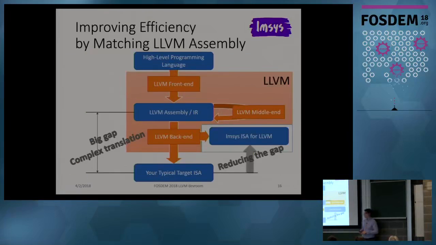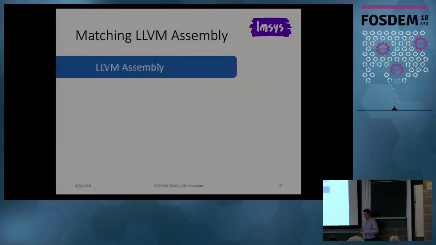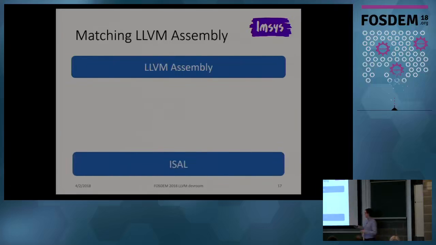Okay, so that's about our core technology. And then I will focus, for a few slides, on the actual instruction set architecture which we are implementing for LLVM. So we have LLVM assembly, everyone knows that very well. And then we have our own ISA-L instruction set architecture. So first, what do I mean when I say that we lift ISA-L to match LLVM assembly? It means that we provide semantically matching instructions for basically all LLVM assembly instructions.